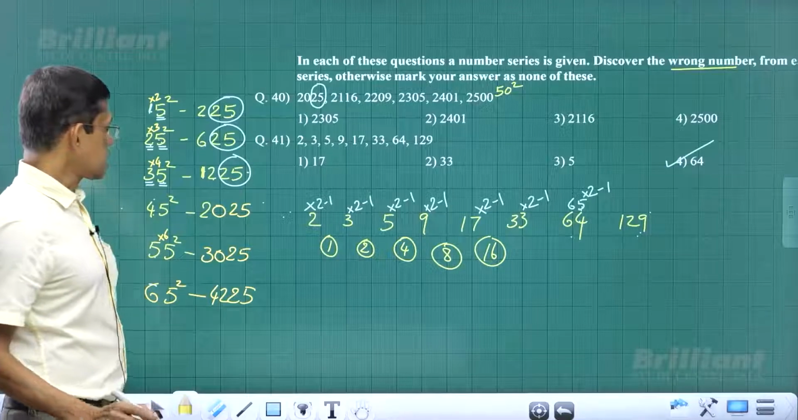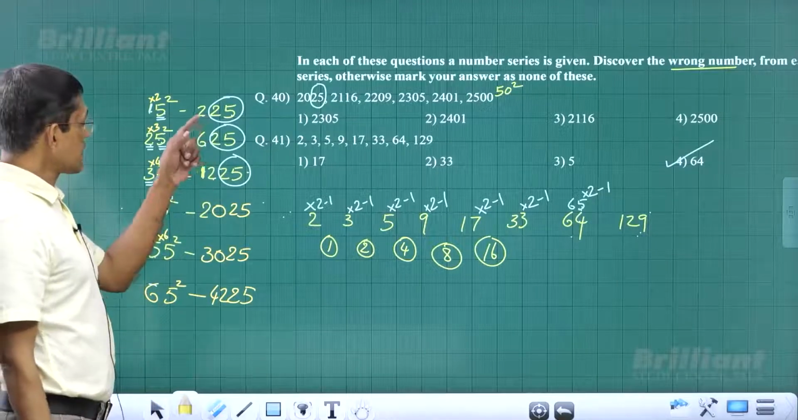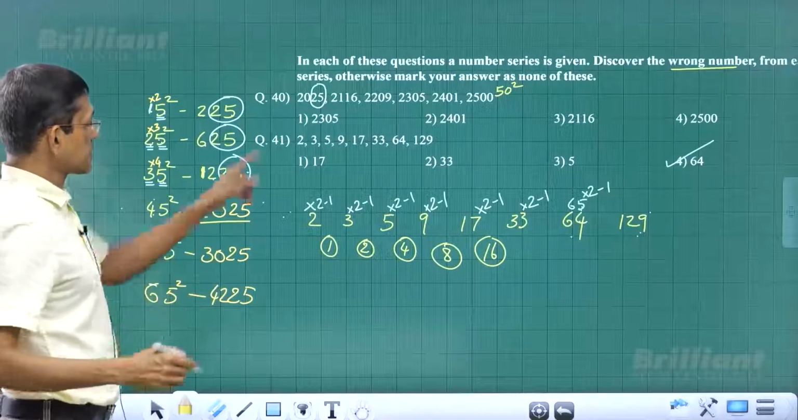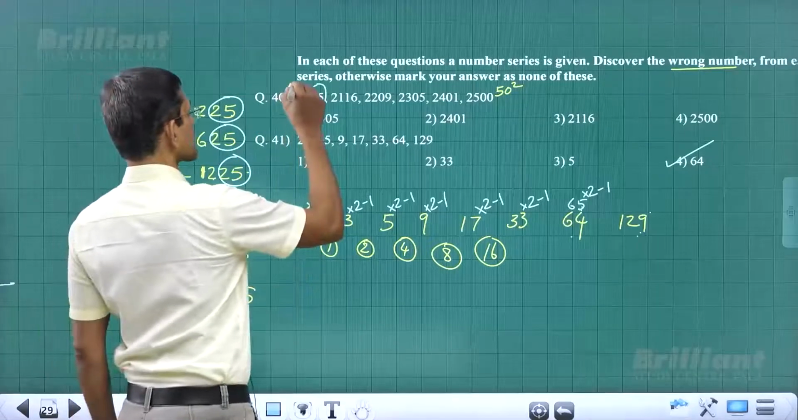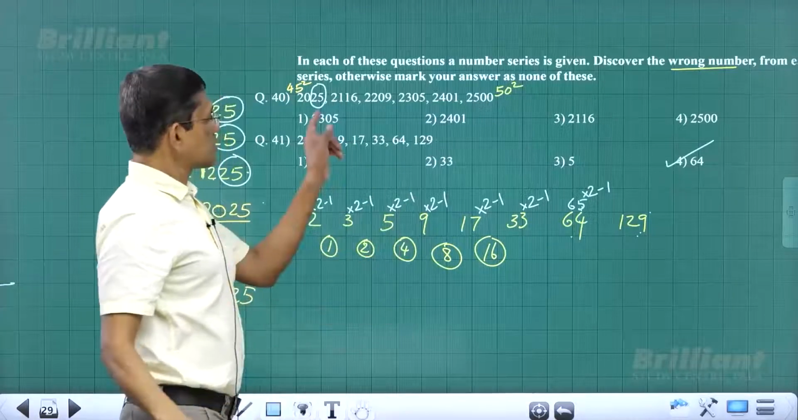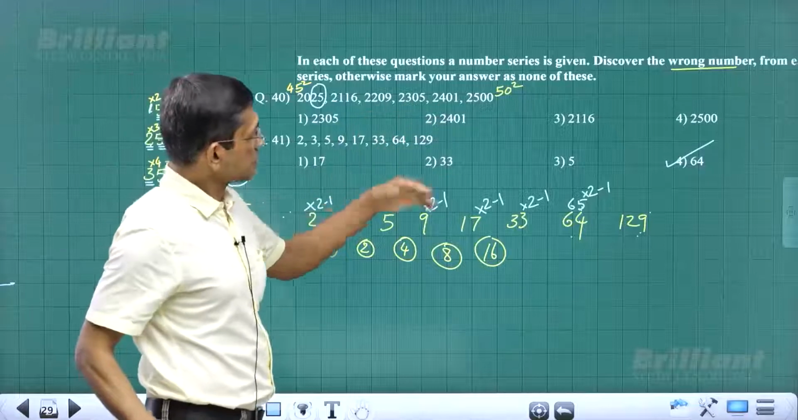So ultimately, what we are looking for here is 20, 25, that's the square of 45. Okay, so this is 45 square. This is 50 square. How about the other numbers? Are they the squares of some other numbers here?